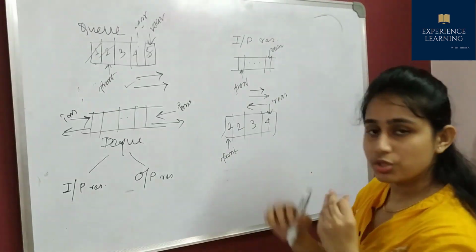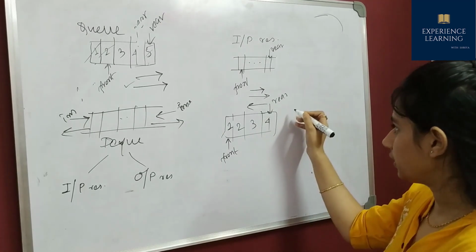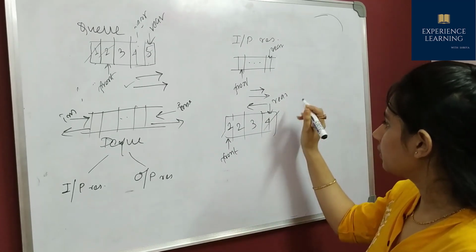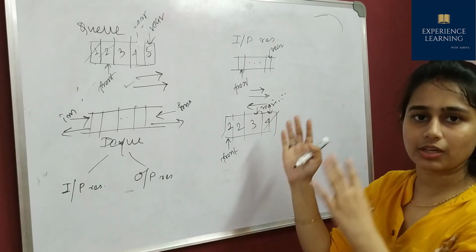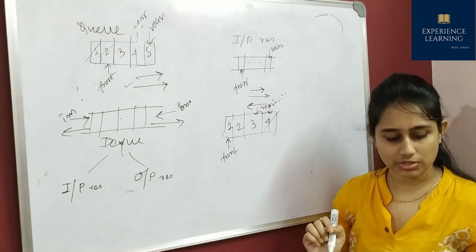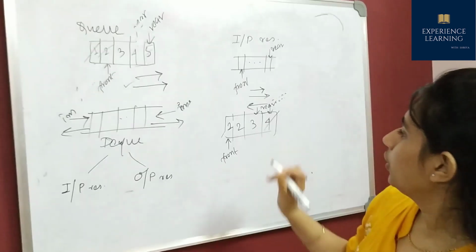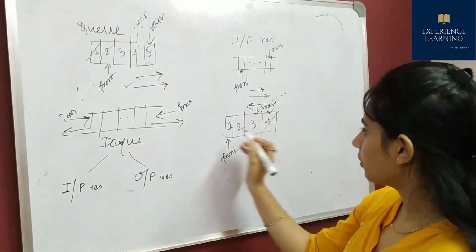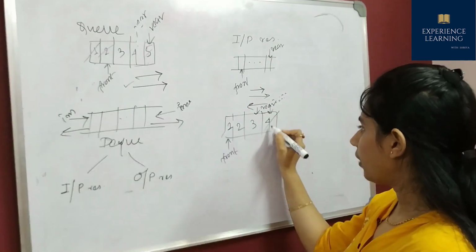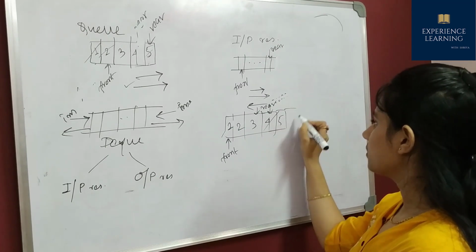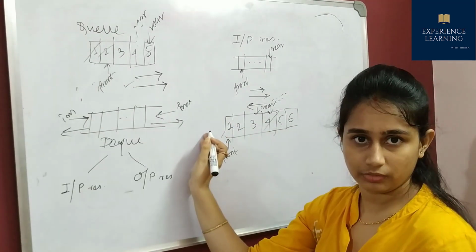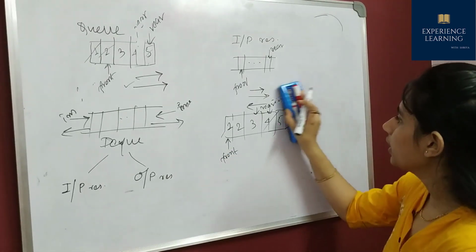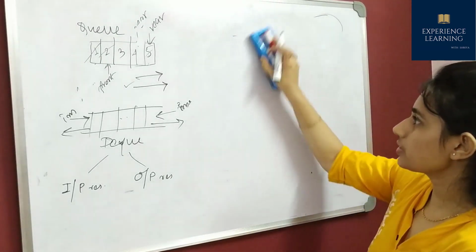But I can also delete from the rear side. That means 4 will be deleted and rear will be decreased. This is the concept of input restricted double-ended queue, where insertion is possible only in this direction. That means after 4 you can insert 5, 6, but you cannot insert anything before 1. Not possible.